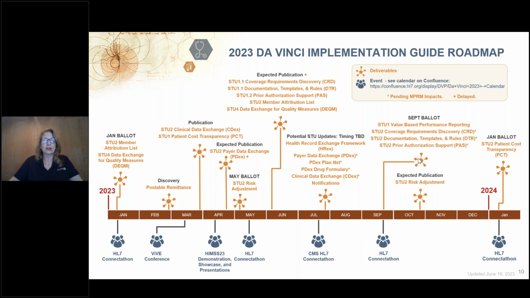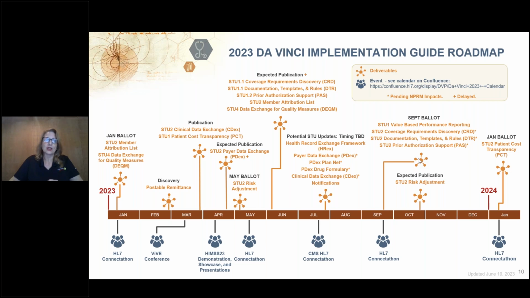Also in the expected publication this month, sliding into next month, attribution, member attribution. They're working on the final tickets through their sponsoring work group right now so that they can get the ballot package finalized and moved through to the publication process. So that one should come out of the process fairly soon. For payer data exchange, or PDEX, this is taking us a little longer than we expected to publish, but we are expecting it to be out by mid-July, well before the Connectathon.